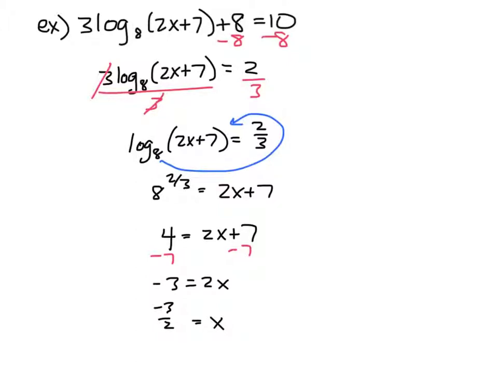Okay, so we have a negative. We definitely want to make sure that we check our negatives to see if it's extraneous or not. So if I plug negative 3 over 2 back in, what's 2 times negative 3 over 2? It's negative 3. So negative 3 plus 7 is positive 4. Would you be taking the log of a negative? No. So this is my solution. It's not extraneous. All right, sorry for the long notes, but that's everything about solving logs and exponentials.